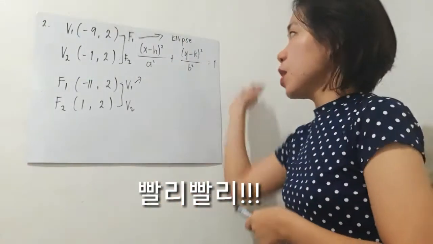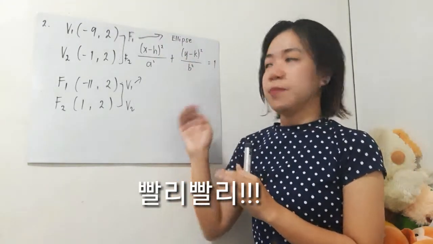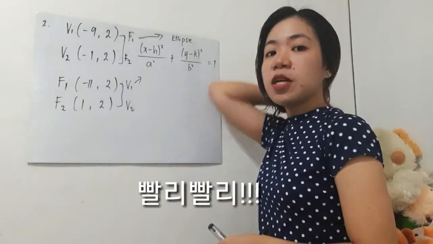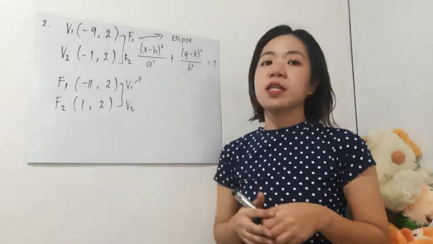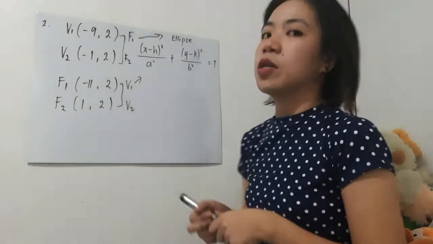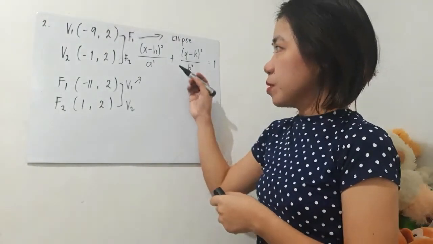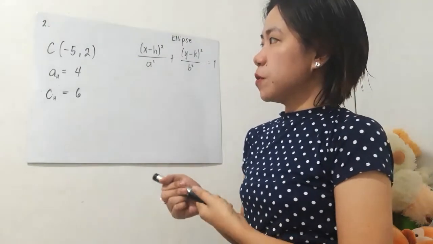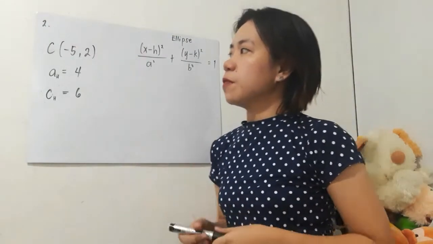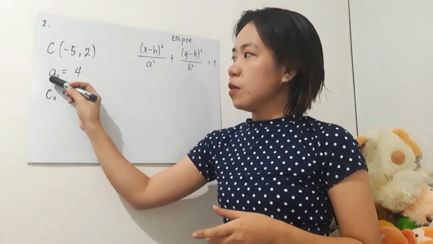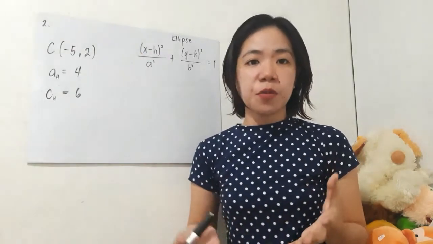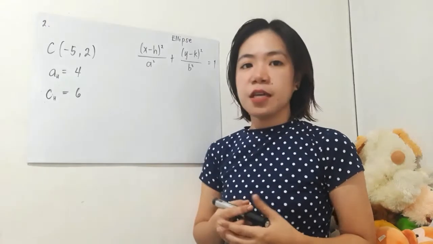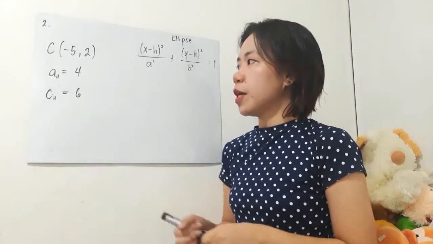Now, take note that the standard form of the ellipse looks like this one. So we have the quantity of x minus h squared all over a squared plus the quantity of y minus k squared all over b squared equals 1. So we'll just substitute based on the given. Alright, so based on what we have solved a while ago, we have the center, negative 5, 2, and then the value of a for the hyperbola is 4, and then the value of c for the hyperbola is 6.